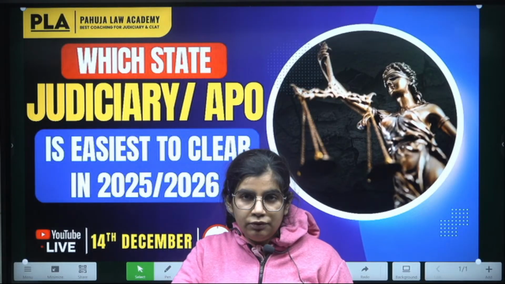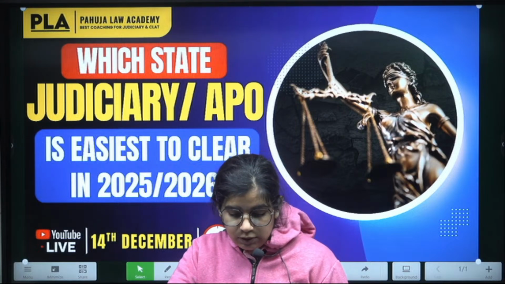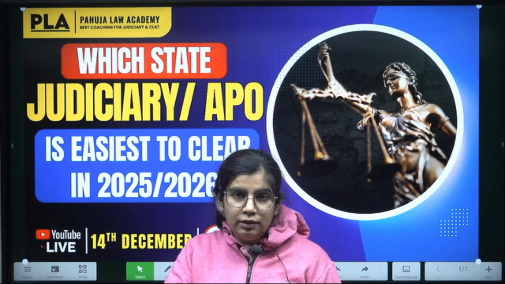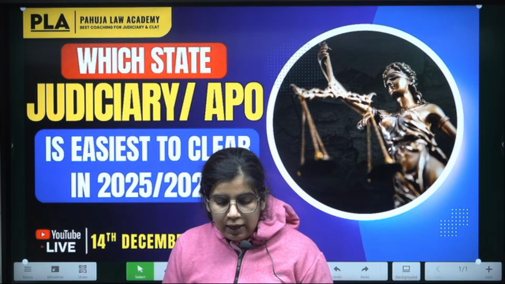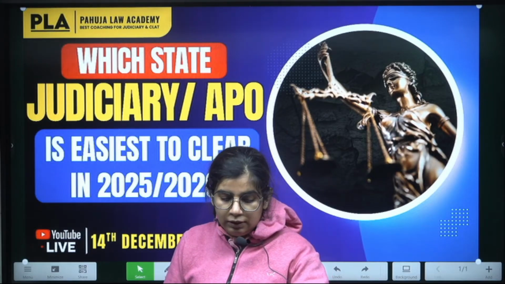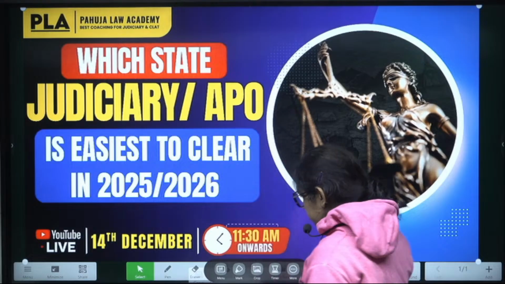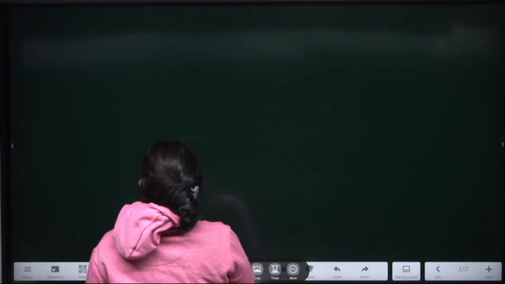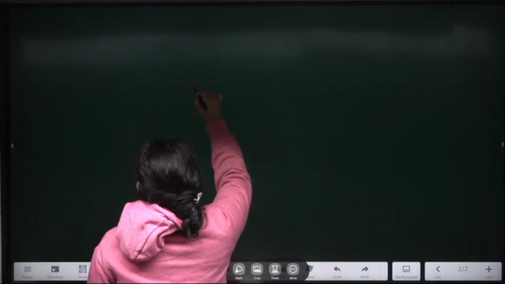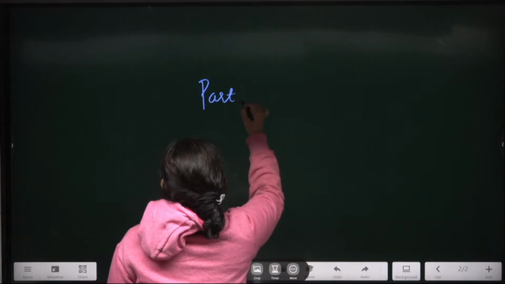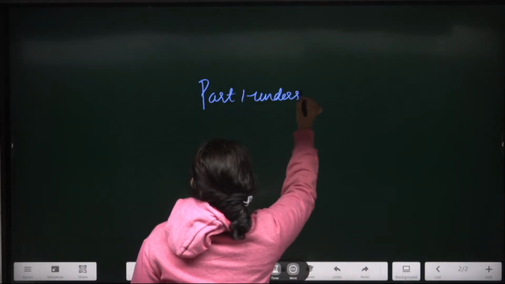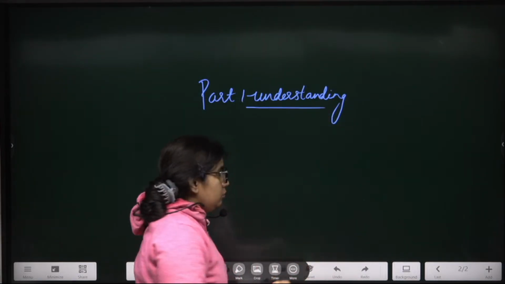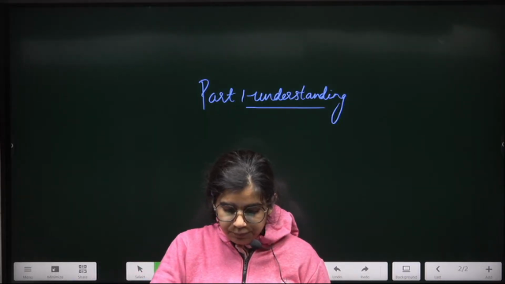First is the comparative difficulty of the various APO exams. Then there is the evaluation criteria and the easiest exam to crack, based on data, and not based on assumptions. And a preparation roadmap based on the exam difficulty. So let's get started. Part 1 is the understanding of the APO role.